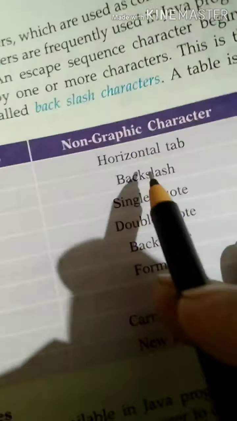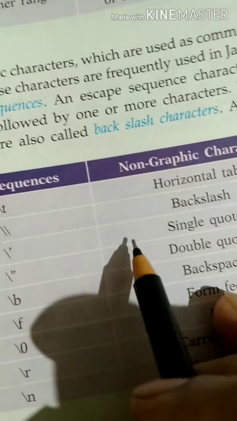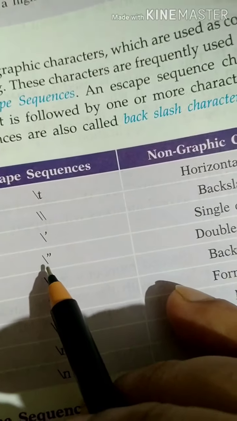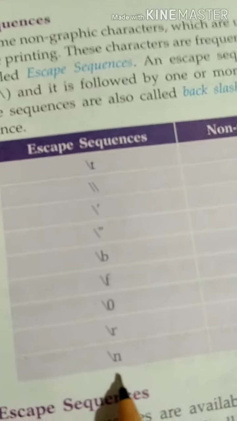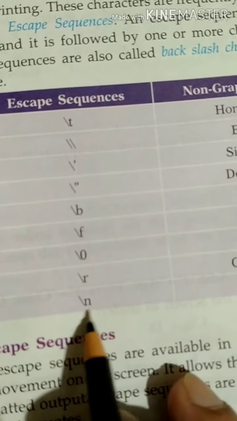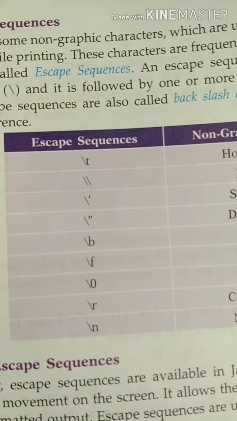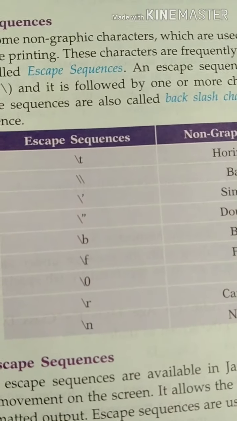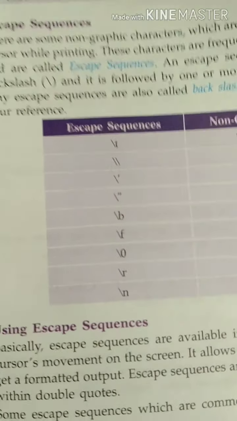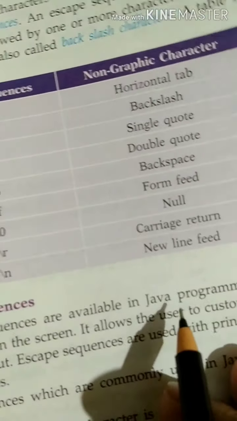Double backslash for the backslash. Backslash single quote we use for the single quote. Backslash double quote for double quotes. Like this, backslash n we use for new line feed, and backslash n we use largely. Why? To break the line, to bring the new line. Okay, so these escape sequences are available in the Java program.